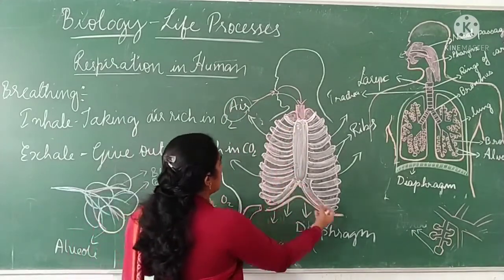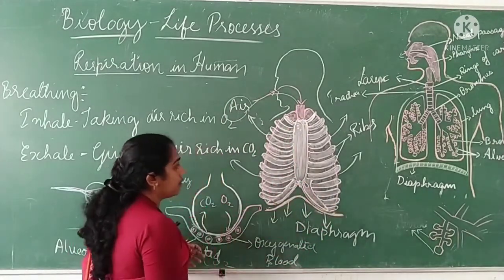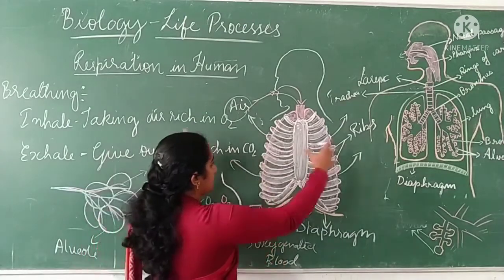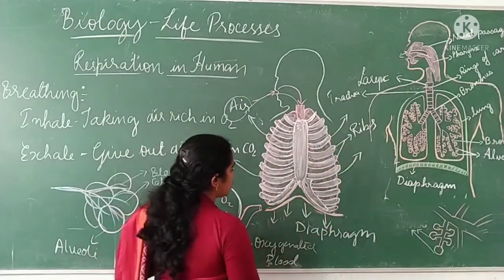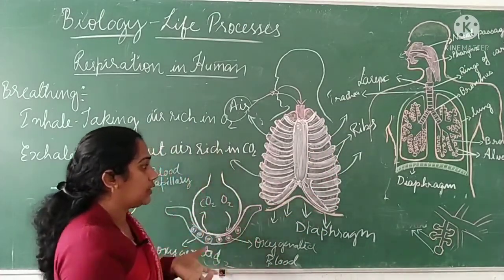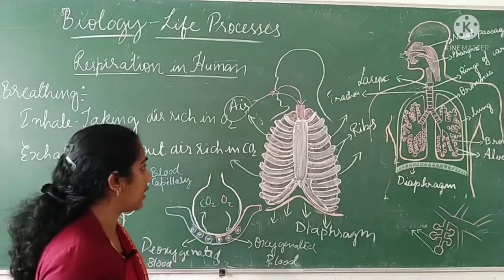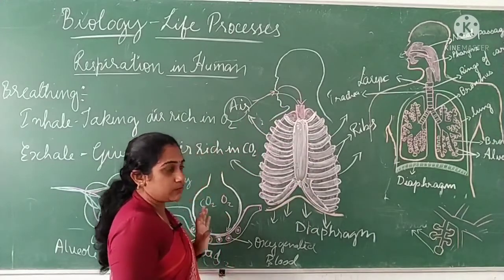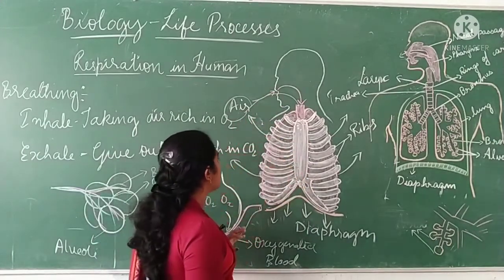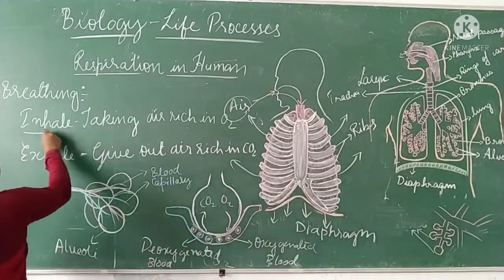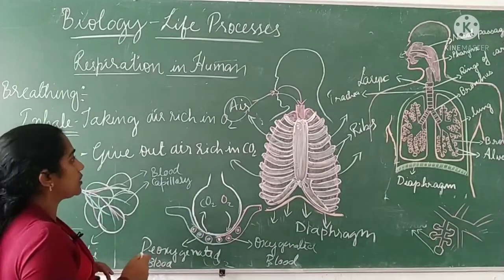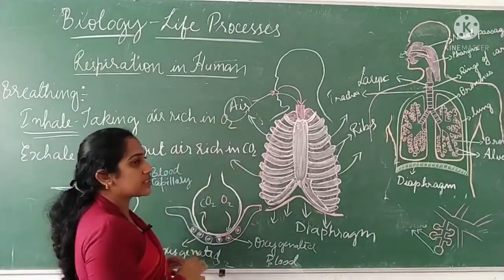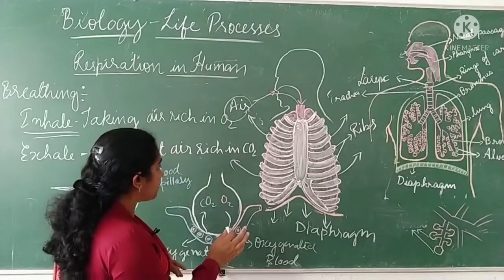So the pressure decreases inside the lungs cavity because of the expansion of the ribs and the diaphragm, which creates a large volume within our chest cavity. That makes the air be sucked inside our lungs. That makes the inhaling process. During inhaling, we are sucking in air which is rich in oxygen.